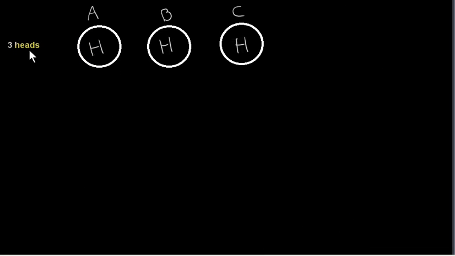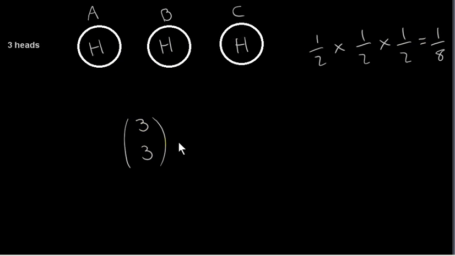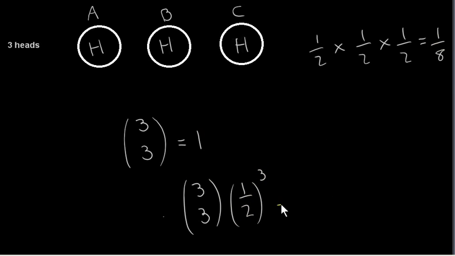Lastly, we want the probability of getting three heads. Well, there's only one way that this can happen. And the probability is a half for each of these. So they're independent events. We multiply the probabilities together and we get a probability of 1/8. Now you could think of this as the number of ways of selecting three objects from three objects. So that's 3C3, but that's just equal to 1. So you could think of this as multiplying 3C3 by a half to the power of 3. So that's equal to 1/8. So this is the probability of getting three heads.